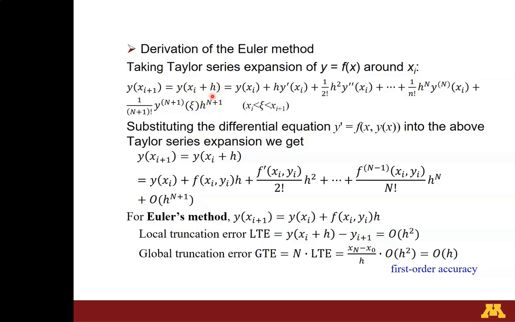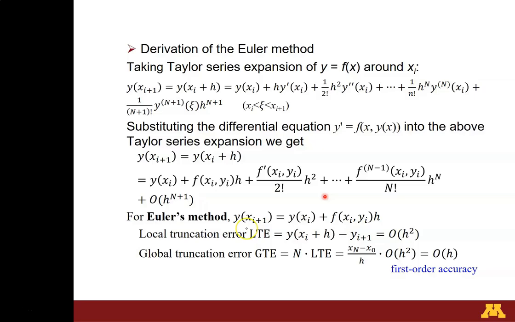So the Taylor series expansion is here: y(x_i) plus step h times y prime, plus 1 over factorial 2 times h squared times y double prime, and so on. The last term we call the remainder term. Then we simply substitute the differential equation into here, replacing all the derivative terms. Then we get this. Okay.